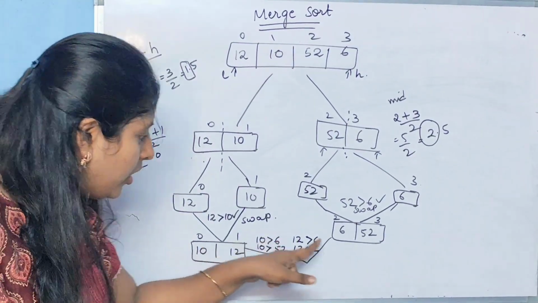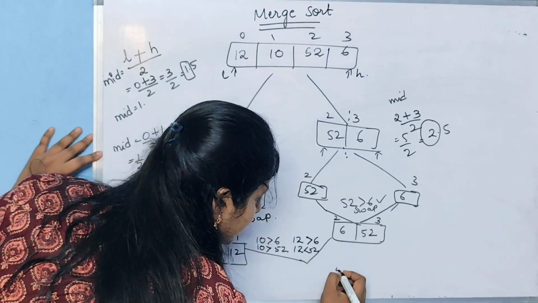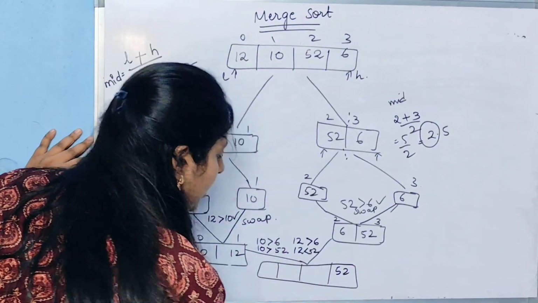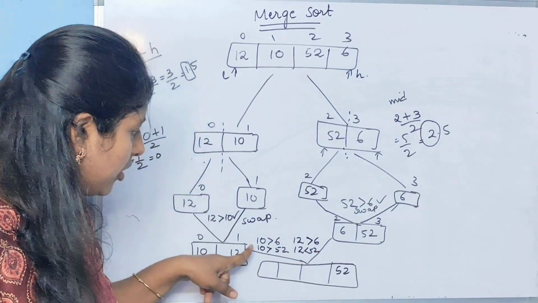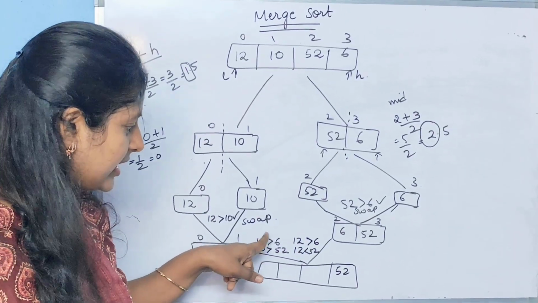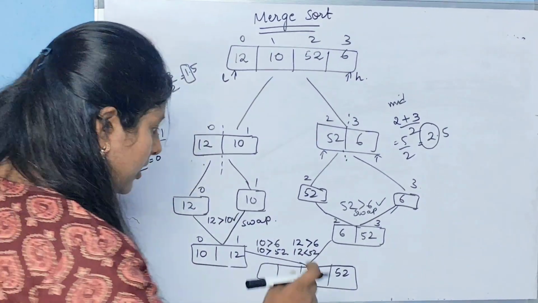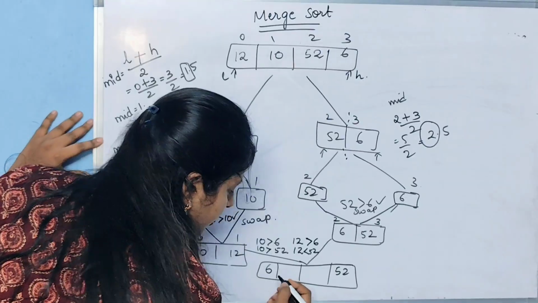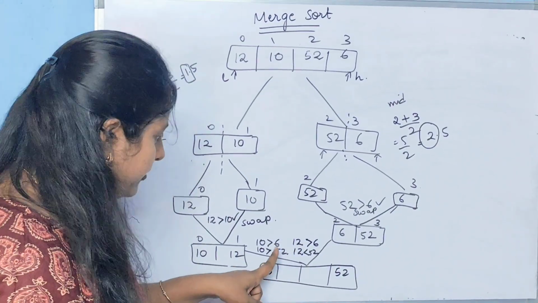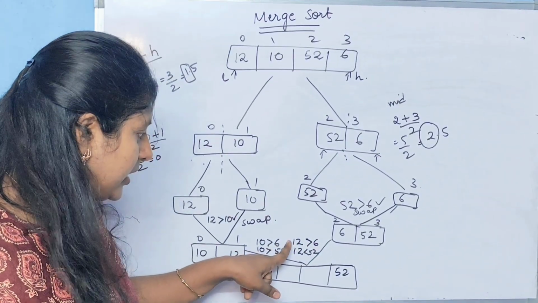Right. So among all these, what is the largest element? 52 is the largest among all the elements. Right. Now, what is the smallest among all of these? 6 is less than 10, and 6 is less than 12. So, 6 is placed at the lowest position. Okay. Now, what are the leftover elements? 12 and 52.